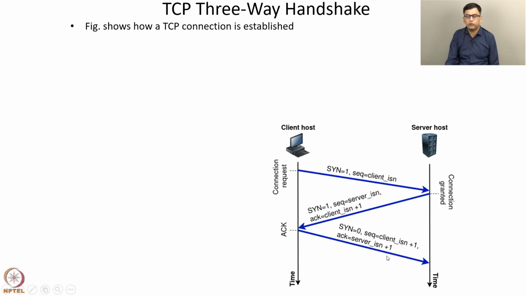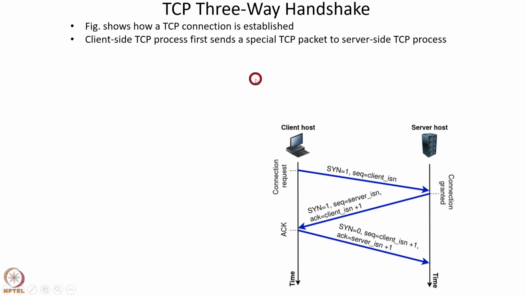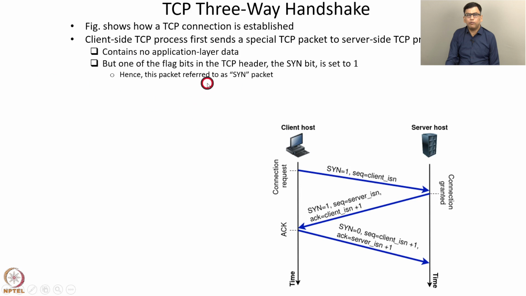So, let us discuss this three-way handshake in some more detail. The client-side TCP process first sends a special TCP packet to the server-side TCP process, that is this packet. This packet has no application layer data, but one of the flag bits in the TCP header, namely the SYN bit, which stands for synchronization, is set to 1. Hence, this packet is referred to as the synchronization packet or SYN packet.